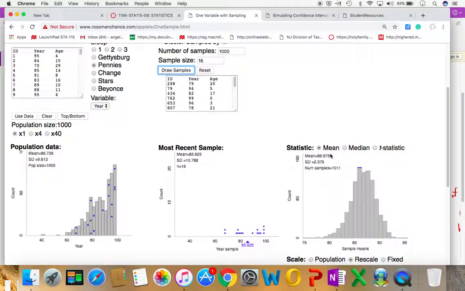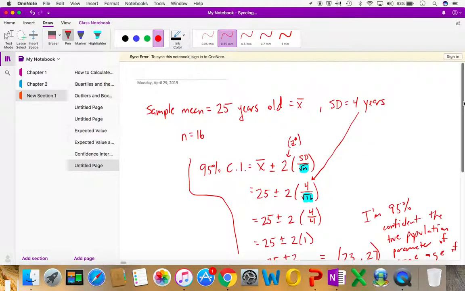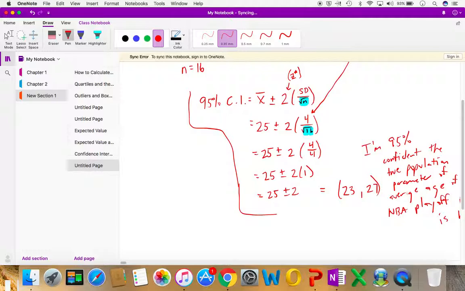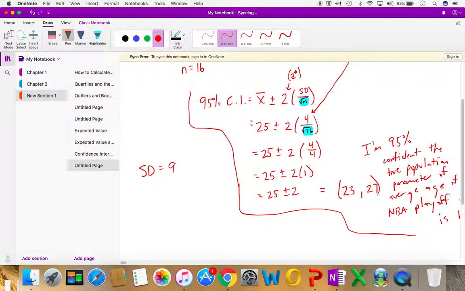But here's where I really want you to see the relationship between the standard deviations. My population standard deviation is 9.6. My standard deviation here is 2.375. Where did that number come from? We'll go back to our confidence interval. How did we calculate standard error? We took the standard deviation and divided it by the square root of n. So if I look at my population standard deviation, which again was 9 and some change, let's get that number exactly: 9.613.